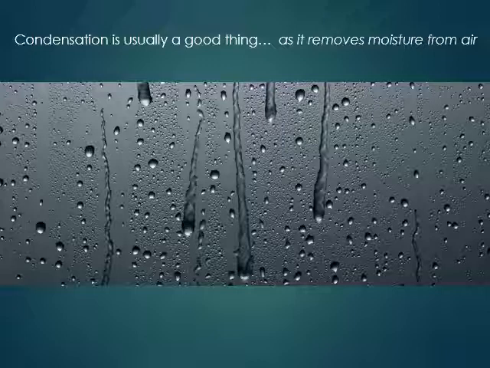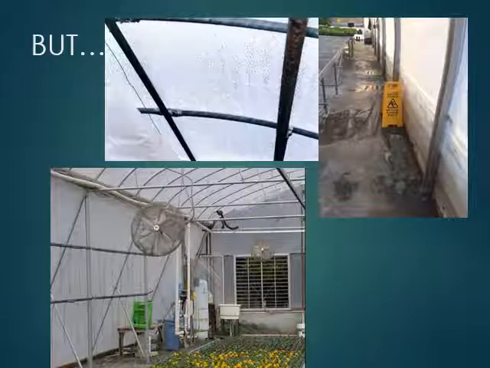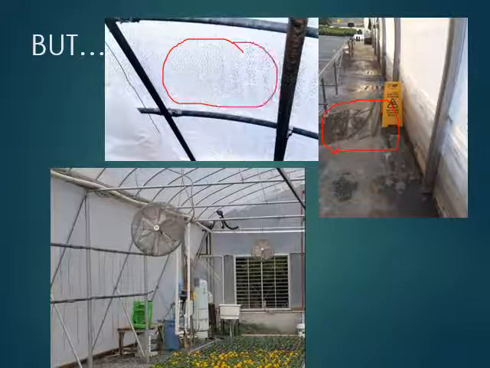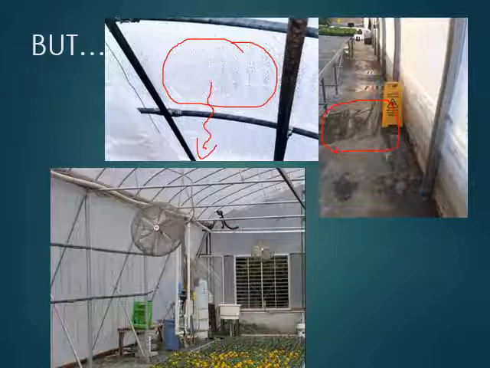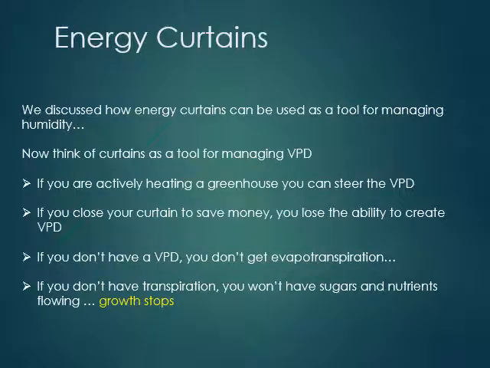Let's talk briefly about condensation. Condensation is not necessarily a bad thing. It removes moisture from the air. We talked about this when we talked about shade, but condensation can also cause problems in terms of water in the ground, which encourages algae and maybe shore flies and fungus gnats. It can drip from your covering onto seedlings and wash out seedlings. There's all sorts of challenges associated with condensation, but when we use curtains, we can use them to manage humidity.